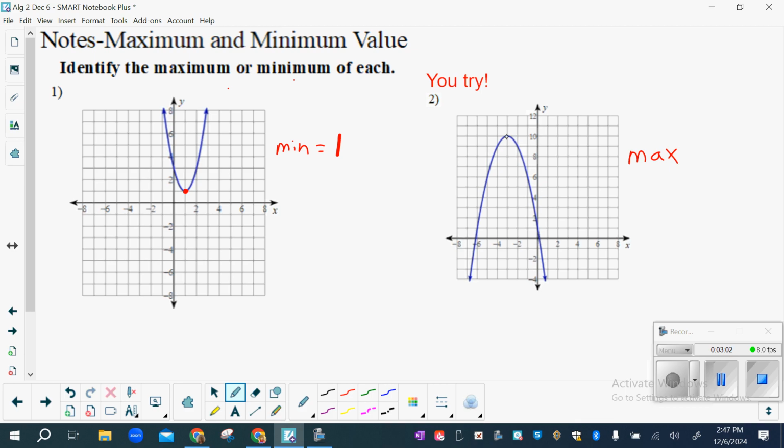So we have a high point, which is a maximum, and it's equal to 10. Okay? So somebody in my fourth hour said, why do we only look at the y value? Can anybody explain that? Why is it that we only look at the y value?